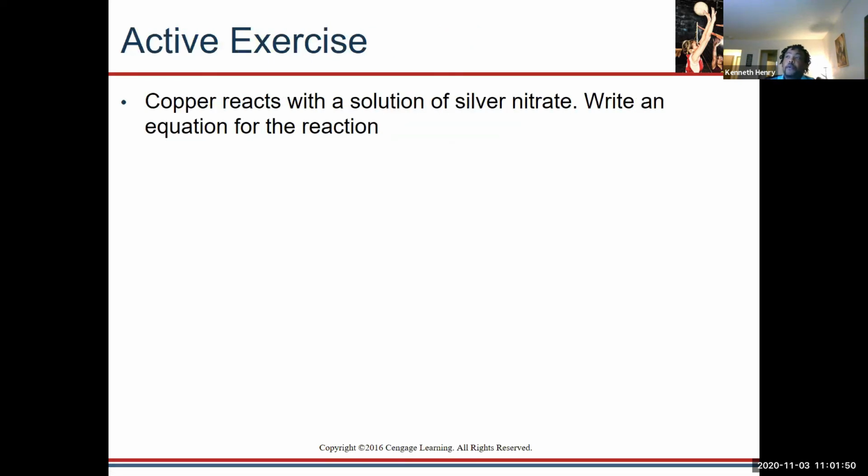Okay, so here we have copper reacts with a solution of silver nitrate. Write an equation for the reaction. So copper reacts with the solution of silver nitrate. Okay, so what are my reactants?